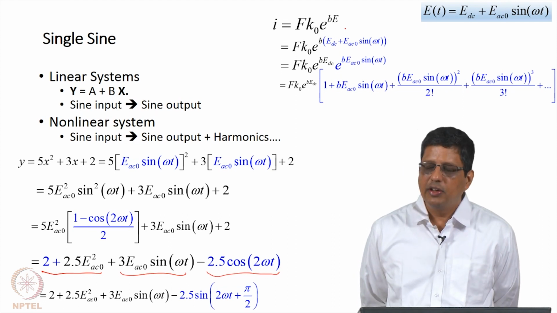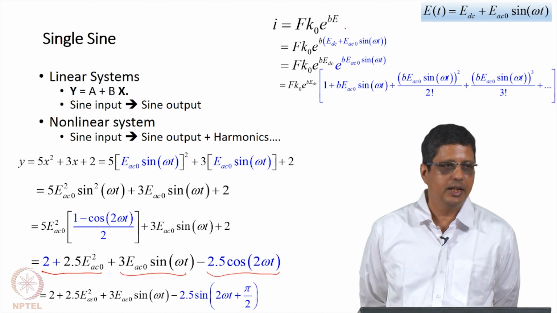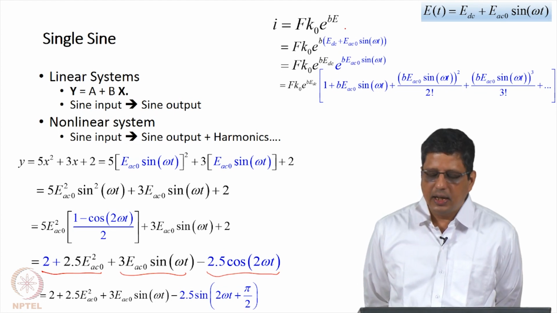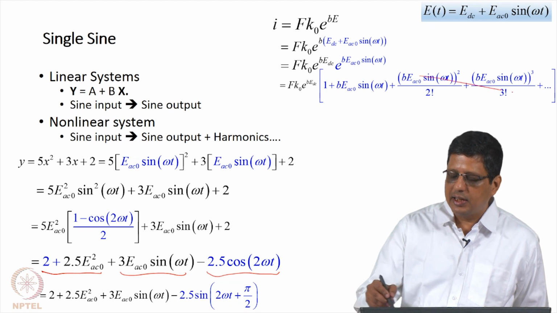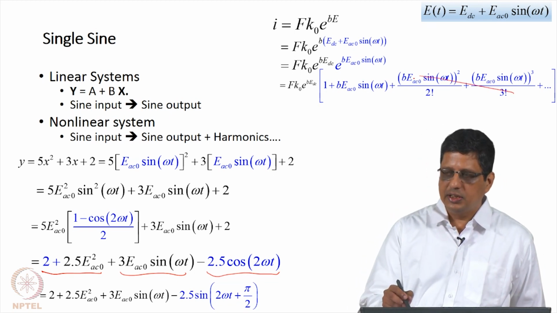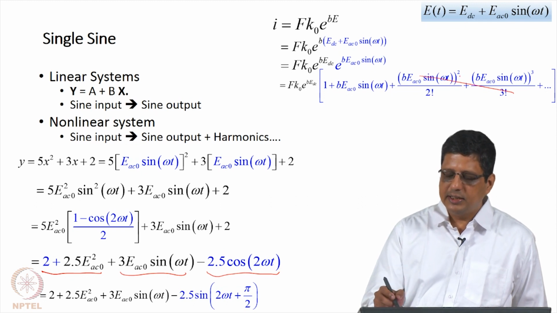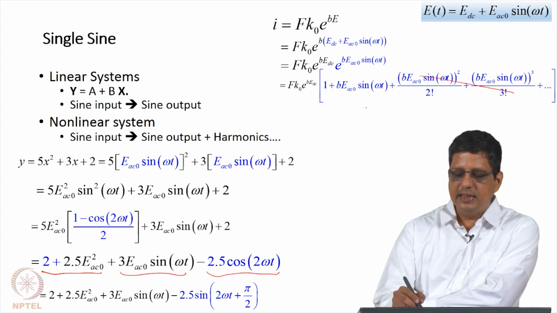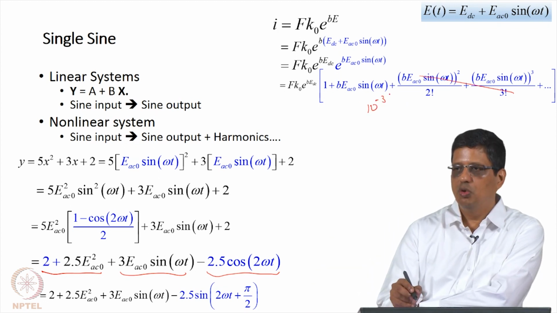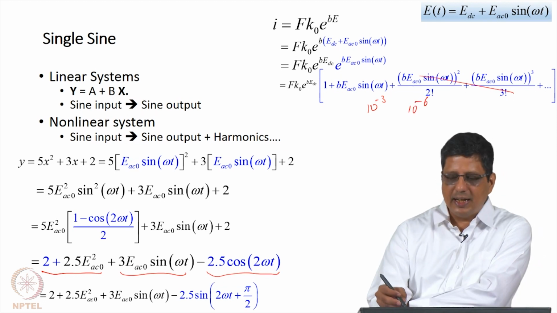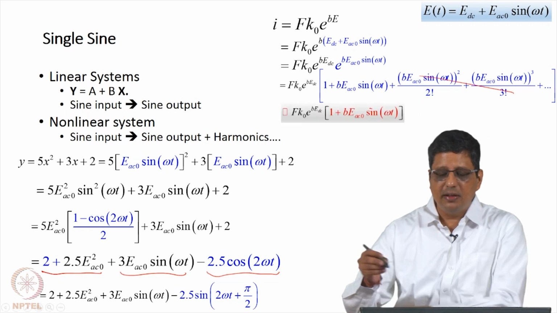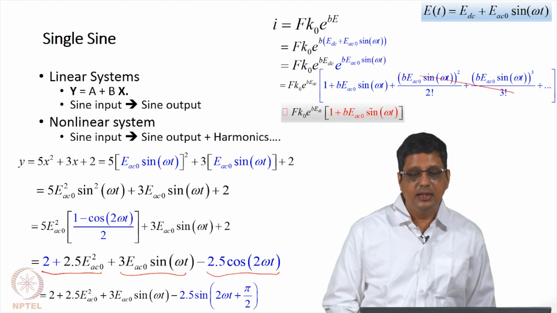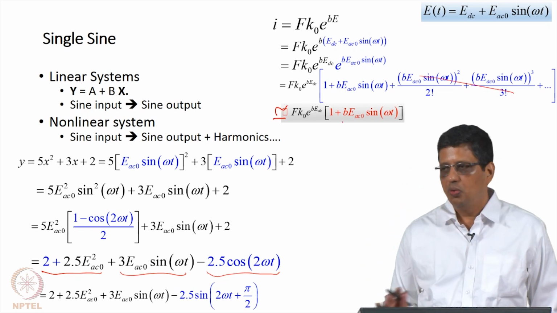and so on. Now, if I assume that the product B and E AC 0 is a small number, then I can truncate this series after this term. I can say E AC 0 is very small, so the product B E AC 0 is also small, E AC 0 square is significantly smaller than E AC 0. So, if I say E AC 0 is 10 power minus 3 volts, that is 1 millivolt, it is going to be 10 power minus 6 for E AC 0 square. So, I can neglect those terms. With that assumption, we can make an approximation and say this is approximately equal to 1 plus x.